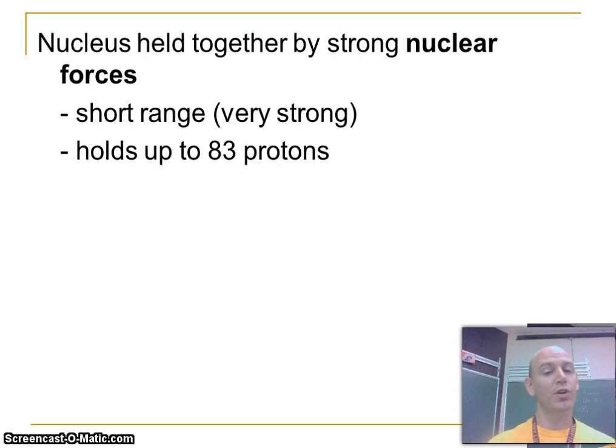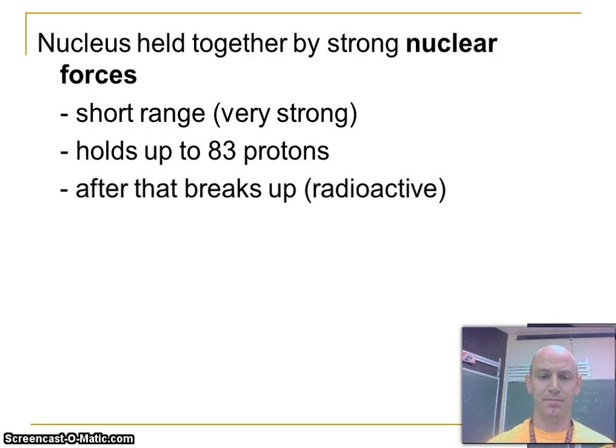Now this nuclear force is only good to a point. For example, anything past 83 protons in the nucleus starts to become unstable. And what do we call that when a nucleus is unstable? We say that that nucleus is radioactive. So when something is radioactive, it's typically because they have more protons and neutrons in the nucleus than what these nuclear forces can keep together. And after that, like we said, it breaks up.